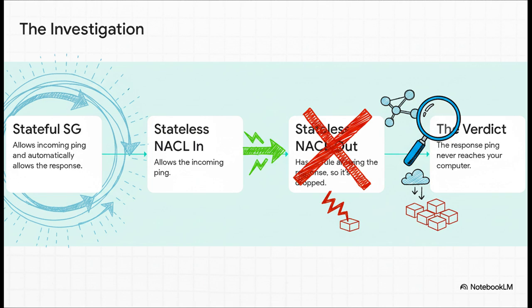But then it hits the network ACL, the NACL. And our inbound rule on the NACL also says, yep, pings are okay, let it in. But here's the twist. NACLs are stateless. They have zero memory. They treat every single packet as a brand new event. So just because it let the ping in, that doesn't mean it's going to let the reply go out. You need a totally separate outbound rule for that. And in our mystery, that rule is missing. So, bam, the NACL blocks the reply, dead in its tracks.